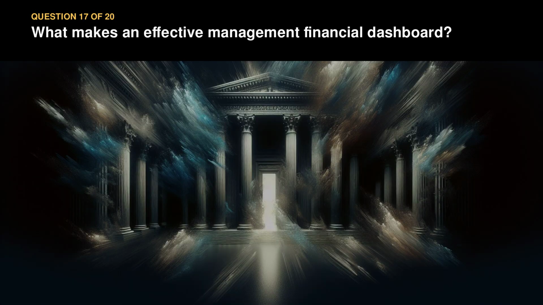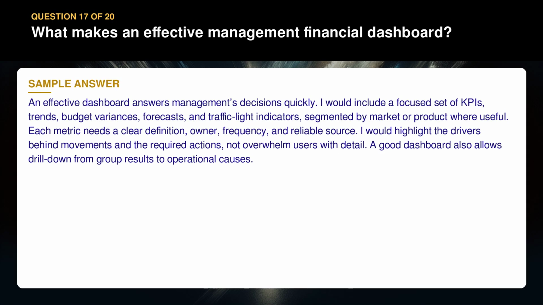Question 17. What makes an effective management financial dashboard? An effective dashboard answers management's decisions quickly. I would include a focused set of KPIs, trends, budget variances, forecasts, and traffic light indicators, segmented by market or product where useful. Each metric needs a clear definition, owner, frequency, and reliable source. I would highlight the drivers behind movements and the required actions, not overwhelm users with detail. A good dashboard also allows drill down from group results to operational causes.